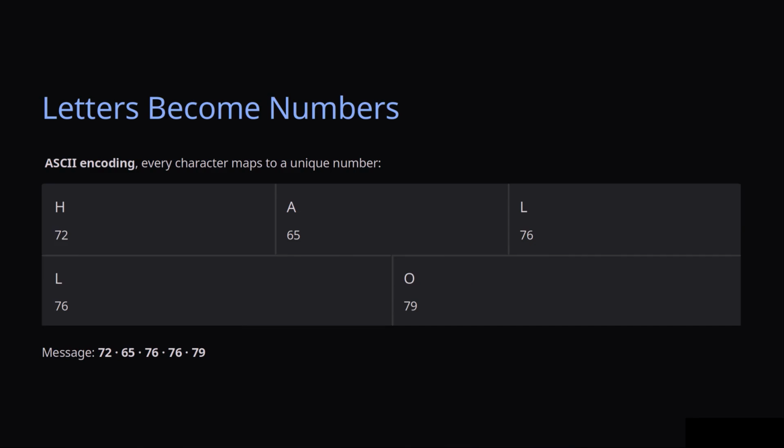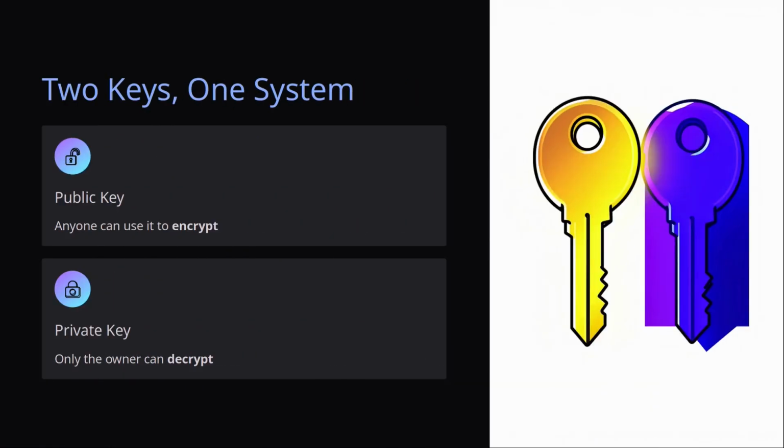The RSA algorithm works with two keys, a public key that anyone can use to encrypt the data, and a private key that only the owner of the private key can use to actually decrypt or read the final message.